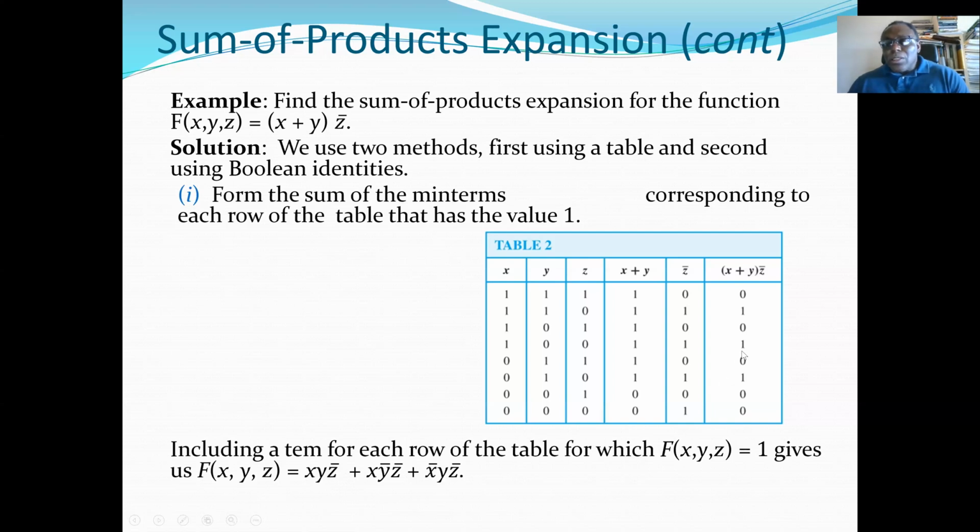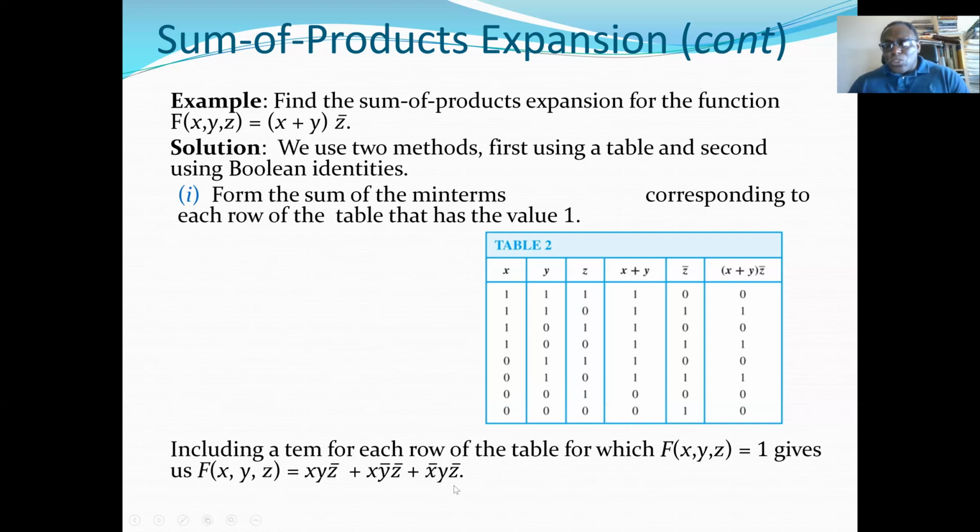Plus, we have a second 1 in the 4th row. In that row, X is 1, Y is 0, Z is 0. So the term will be X, Y invert, Z invert. So here we have plus X, Y invert, Z invert in our solution at the bottom of the slide where my cursor is. Then the last one will be the 6th row. We have 1. And at that row, X is 0, so we have X invert, Y is 1, so we have Y, Z is 0, so Z invert. So our answer will be X invert, Y, and Z invert. And that's what we have here.